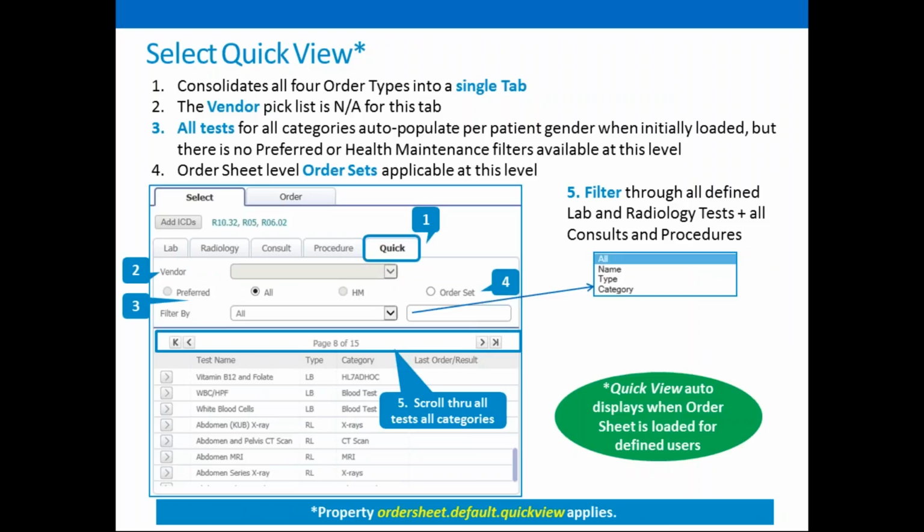Now the fifth tab is the quick view. And this again consolidates all of the other 4 tabs in one. So if you notice here, right above the blue call-out bubble that says number 5, scroll through all tests, all categories, it says page 8 of 15.